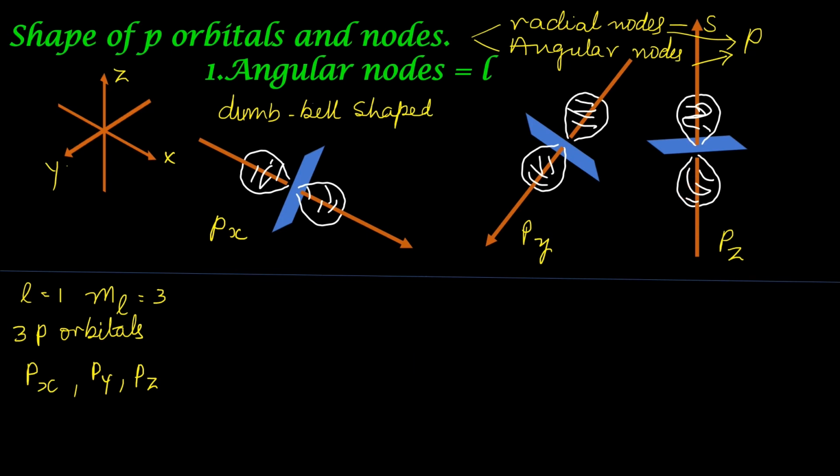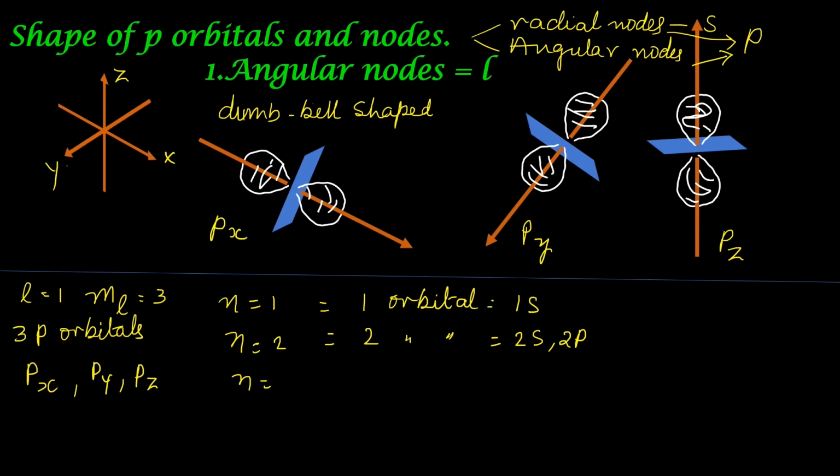Now, before we proceed, let me clarify one more thing. For n is equal to 1, that is the first principal quantum number, there is only one orbital, that is the s orbital, 1s. For n is equal to 2, there are two orbitals and they are 2s and 2p. For n is equal to 3, there are three orbitals and they are 3s, 3p and 3d. P orbital starts from the second principal quantum number. All p subshells have three orientations.